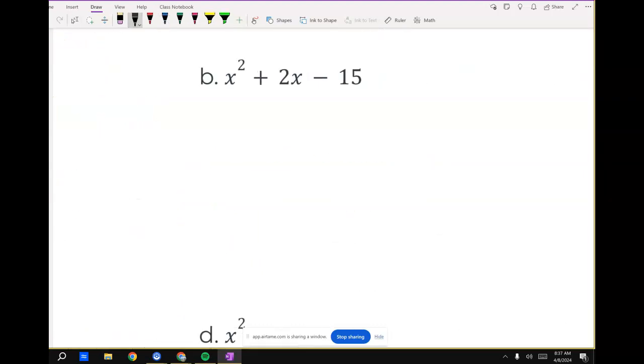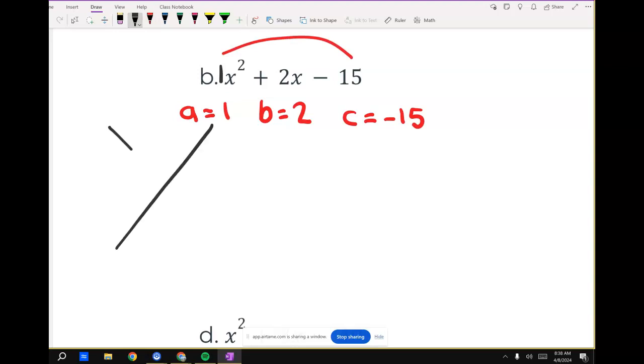Another example now with a little bit of smaller numbers. Let's do the same thing. When you practice these a little bit, you don't have to label it each time, but it's good to start out. So our a is 1, our b is 2, our c is negative 15. So we draw our x. On the top of our x, we have a negative 15 because we take 1 times negative 15. That's negative 15. And on the bottom, we have a positive 2.